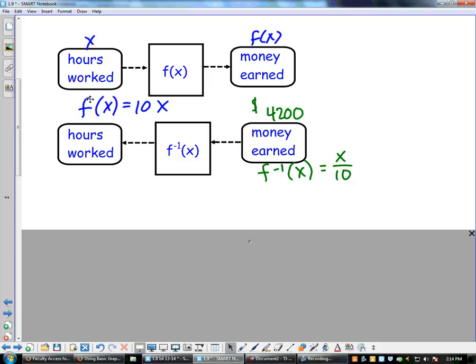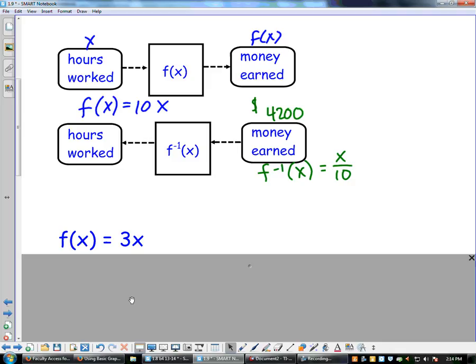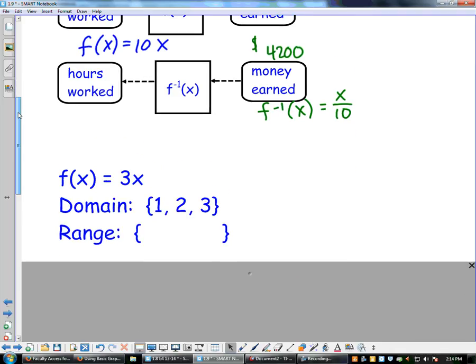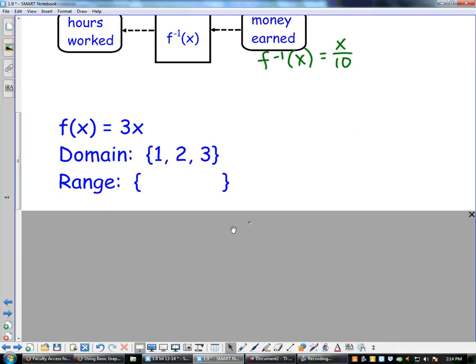All right, so notice, please, that multiplying by 10 is the inverse operation of dividing by 10, right? Inverse operations, inverse functions, very closely related. All right, so let's talk about the function f of x equaling 3x. Can I have everyone's attention, please? I sure hope you're taking some good notes.